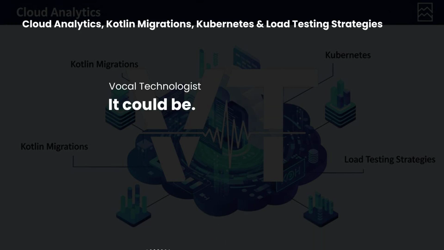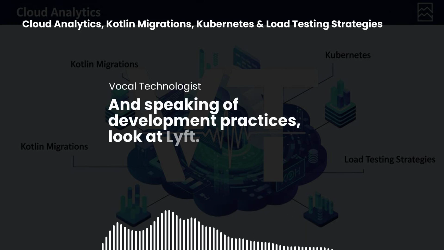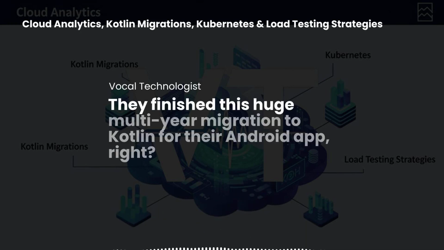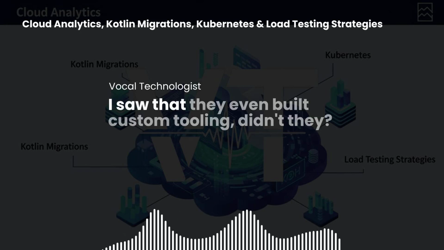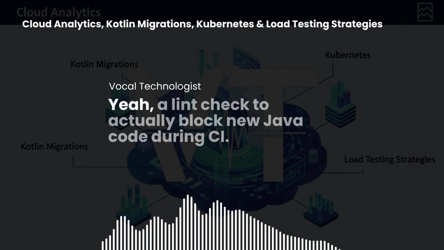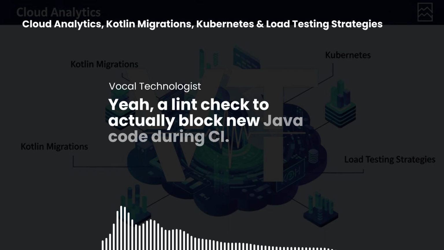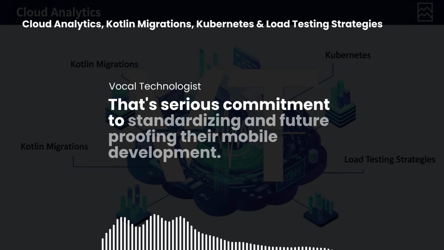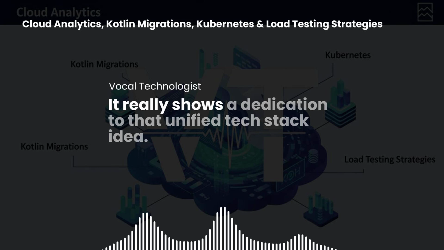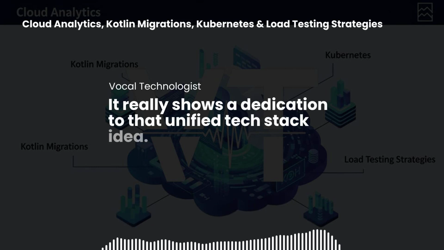It could be. And speaking of development practices, look at Lyft. They finished this huge multi-year migration to Kotlin for their Android app. Right, I saw that. They even built custom tooling, didn't they? Yeah, a lint check to actually block new Java code during CI. That's serious commitment to standardizing and future-proofing their mobile development. It really shows a dedication to that unified tech stack idea.